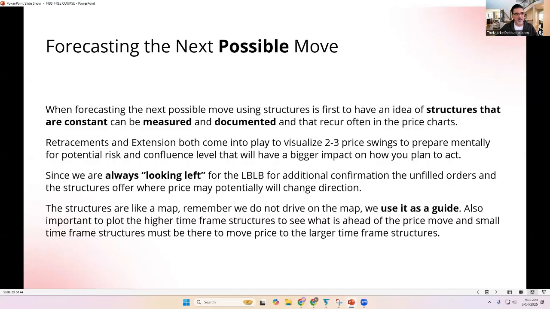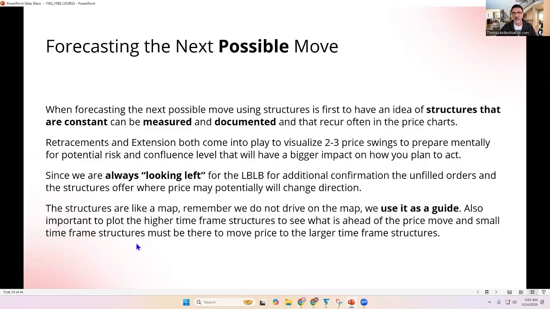Okay. Also important to plot the higher time frame structures to see what is ahead of the next price movement and how small structures tend to build into the bigger structures and, of course, back the opposite direction. Markets are always moving back and forth, okay? So by measuring a larger time frame and getting the general trend direction, you can use smaller time frames to splice in using Fibonacci measurements, splicing into that larger expectation, or the expectation of the larger time frame trend.